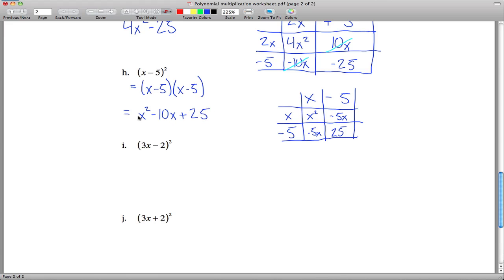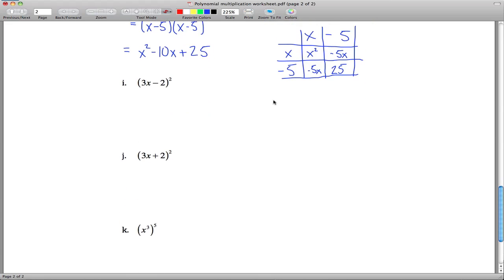So be careful, it's tempting to call this x squared plus 25, but you'd be wrong. You need this negative 10x in the middle. It comes from these guys. A few more that kind of look that same way.